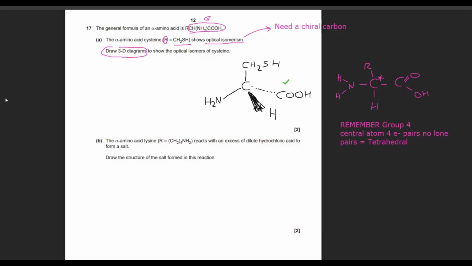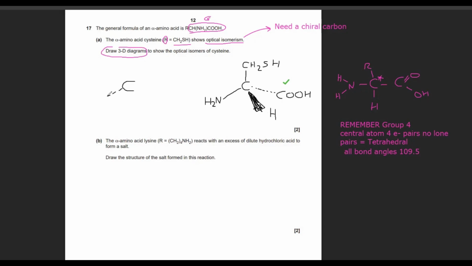So any drawing you do here, as long as you have a dashed line and a solid wedge, will get you a mark. I've chosen to put the R group at the top, but it could have been any other group at the top. It could have been a hydrogen atom at the top and the other 3 groups coming off underneath. Think of it as like a pyramid with another bond coming straight out the top of the pyramid, the apex of the pyramid, and that's your tetrahedral structure.